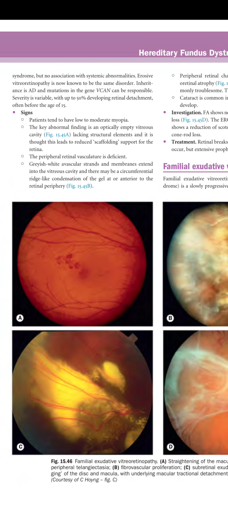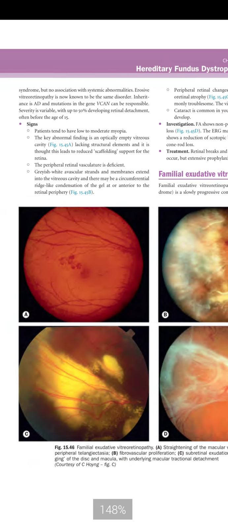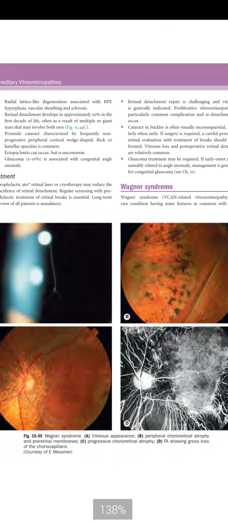Grayish-white avascular strands with membranes extend into the vitreous cavity, and there may be circumferential ridge-like condensation of the gel at or anterior to the periphery. So because the vitreous is empty, there will be membranes extending into the vitreous cavity. There may be circumferential ridge-like condensation of gel at or anterior to the retinal periphery. So let's see figure 15.45, which is showing us Wagner syndrome.